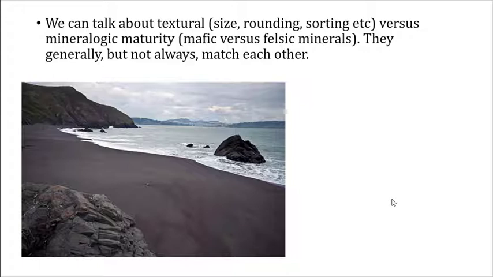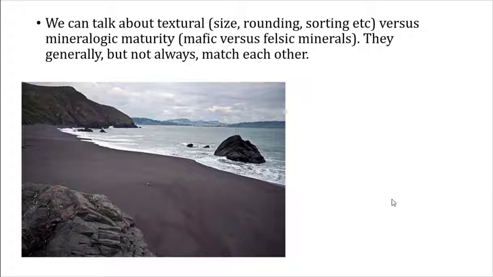Almost always, as a rock becomes more texturally mature, it also becomes more mineralogically mature. When you go to our sandy beaches in Florida, that sediment is both mineralogically and texturally mature. Okay, and that is usually the way that happens. Okay, but not always, right?